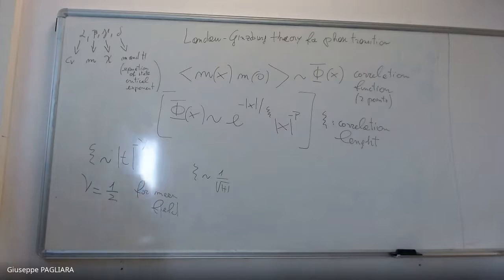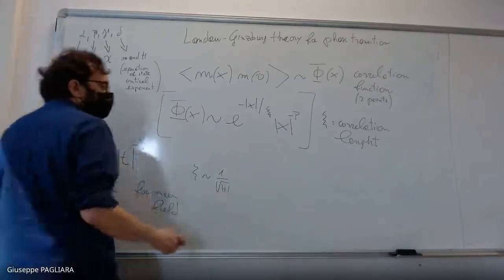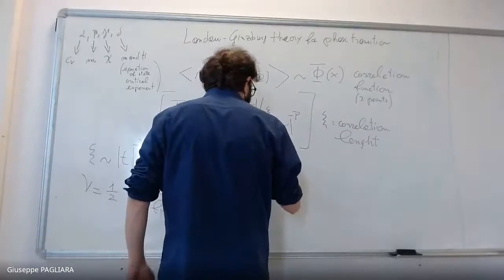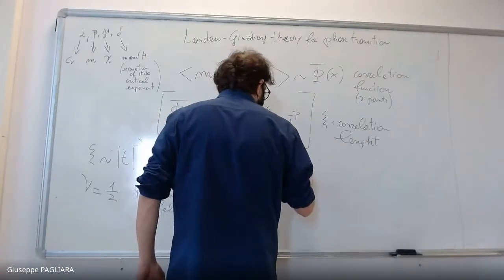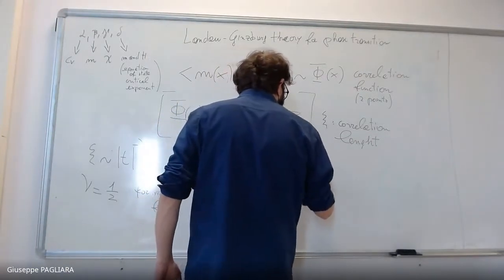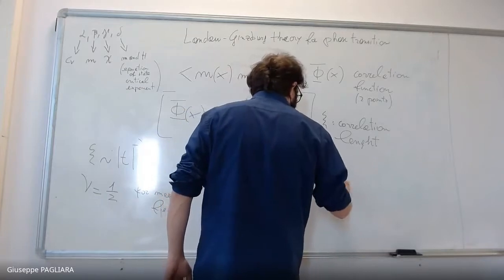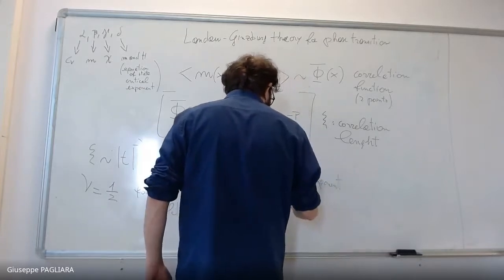But the important point is that when we have a divergence, this is another critical exponent. So nu is a critical exponent again, the critical exponent for the correlation length.